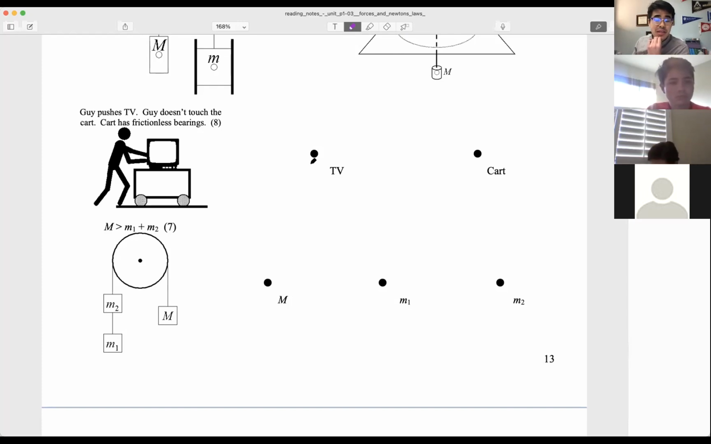I'll do the easy ones. The TV has mg pointing down. And then the cart has mg pointing down also. And since the cart is touching the ground, I'm going to say normal force. But since the TV is not touching the ground, I can't say normal force. So this one's also a question mark, actually.